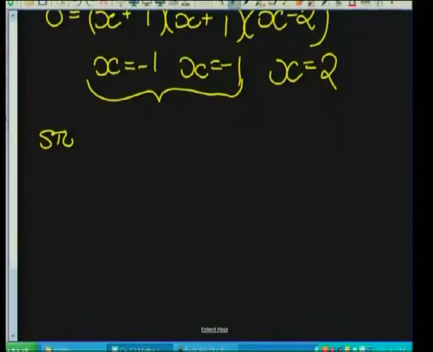Right, that was step 3. So step 4 is now to establish our stationary points.